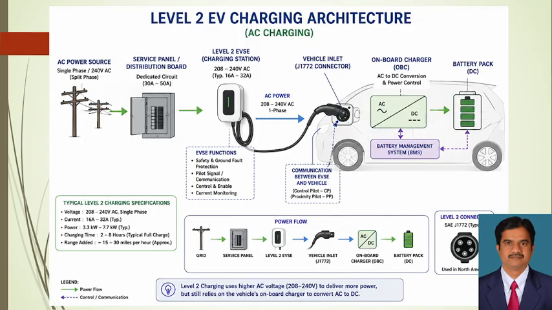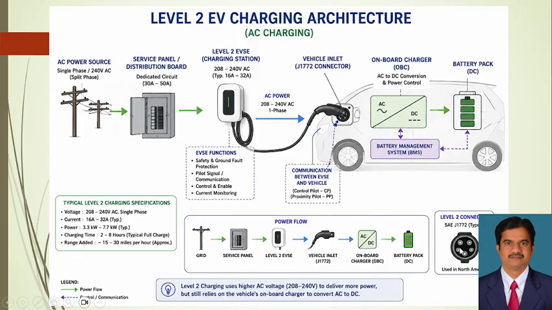So these are the different parts of the level 2 EV charging architecture. So specifications are given here. Voltage is 208 to 240 volts AC single phase. Current rating is 16 to 32 amps. Power rating is 3 kilowatt to 7.7 kilowatt. Charging time is 2 to 8 hours for a full charge. Range added is 15 to 30 miles per hour approximately.